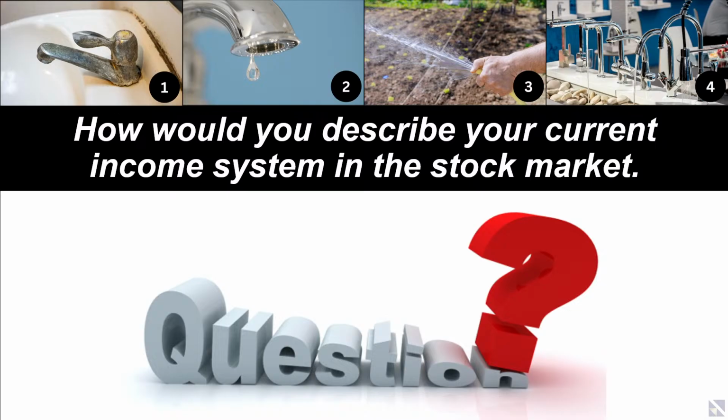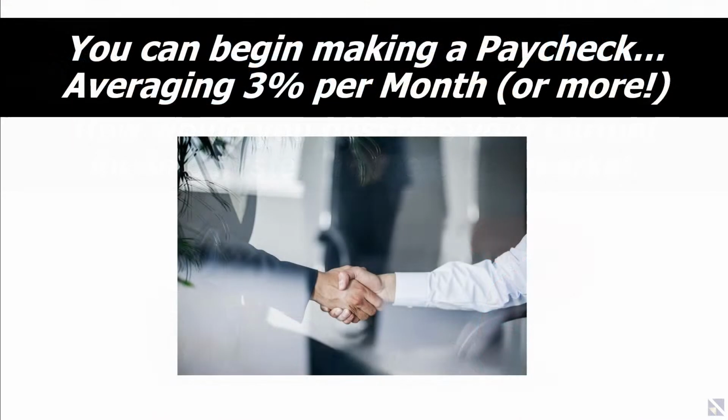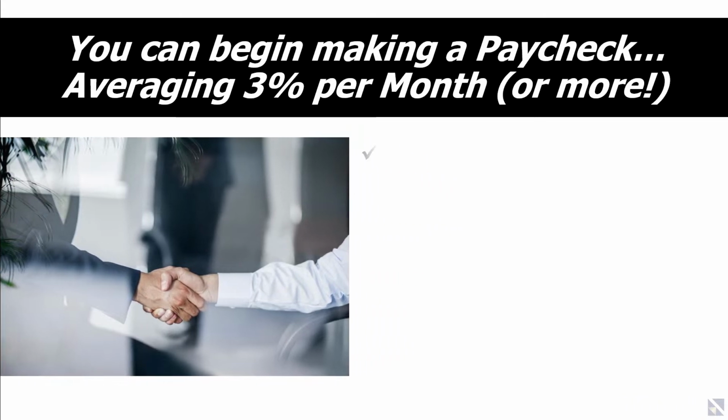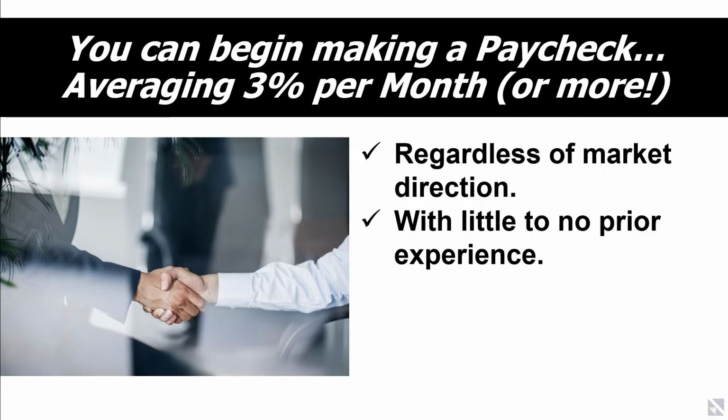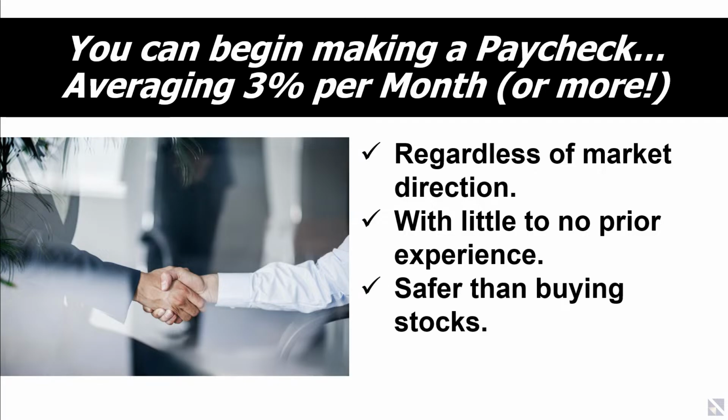Even if you're a 4, I still think you're going to learn how to increase your existing income flow and do it with a lot less risk and, more importantly, less time spent. In today's webinar, you're going to see how you could begin making a paycheck averaging about 3% per month and more. Keep in mind, this can be done regardless of market direction. You can do it with little to no prior experience with options. It's safer than buying or selling stocks, and you can implement it quickly.